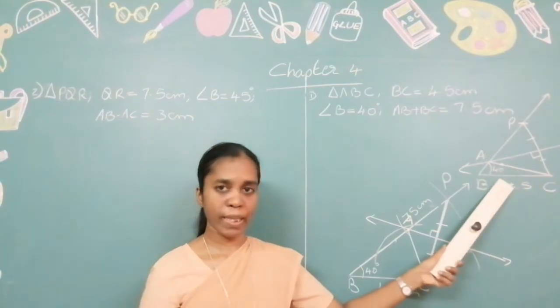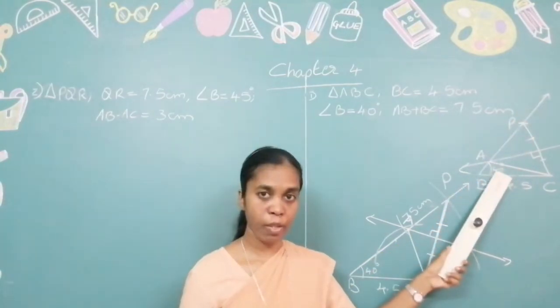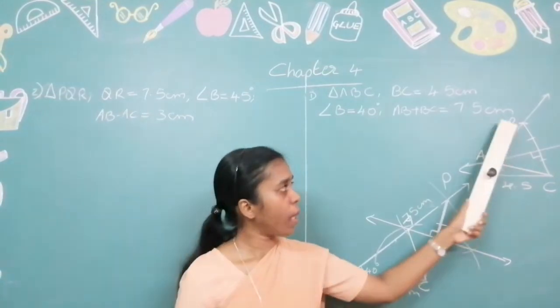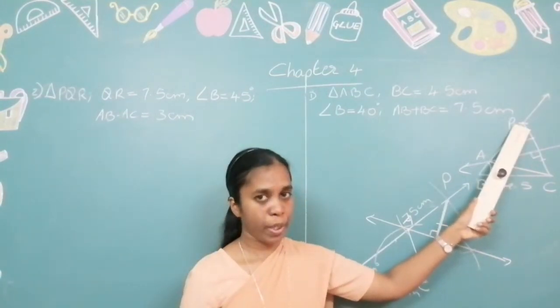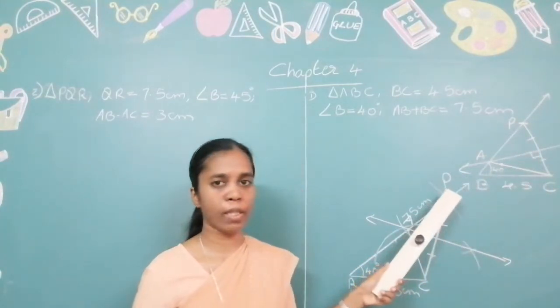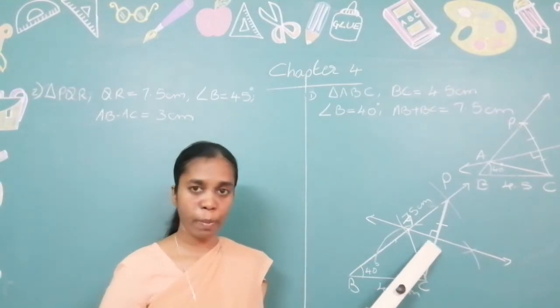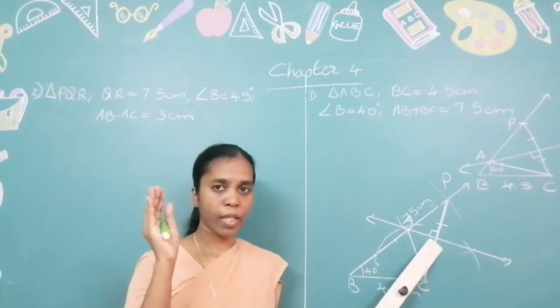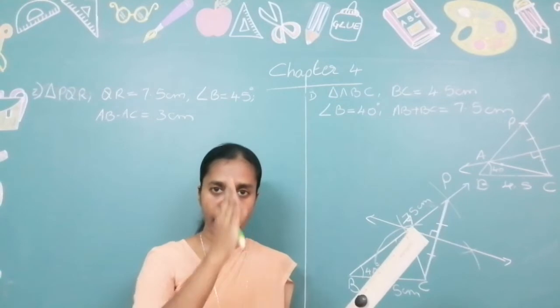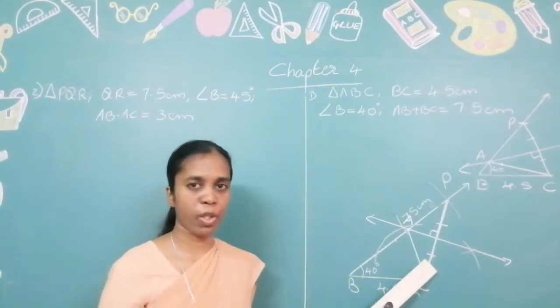First you draw the base, then you draw the ray with angle 40 degrees. Mark a point on that, which will be P. From there join to C. Then you draw the perpendicular bisector. More or less you will have an idea when you are drawing the perpendicular bisector. Perpendicular bisector means 90 degrees and also equal on both sides. So that should be there in your mind when you are drawing.